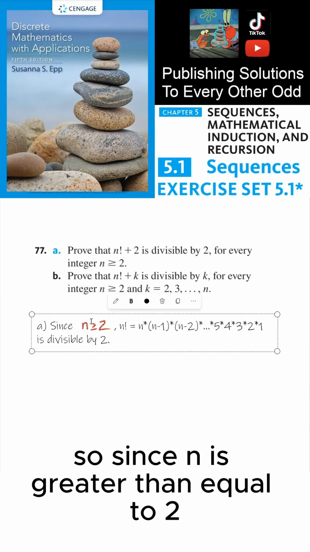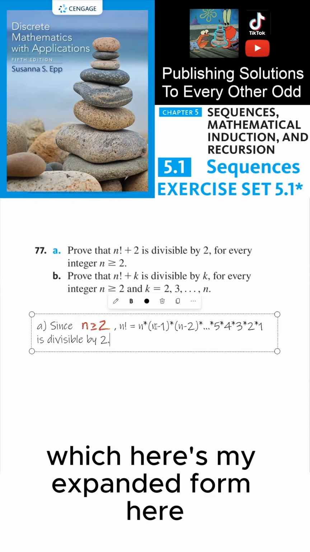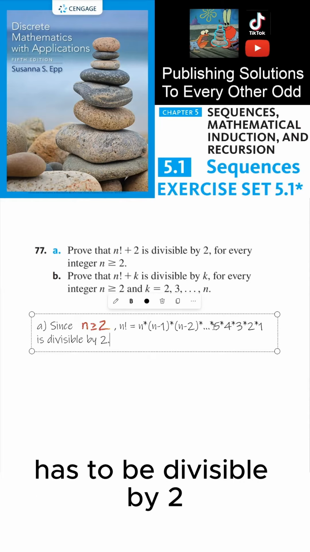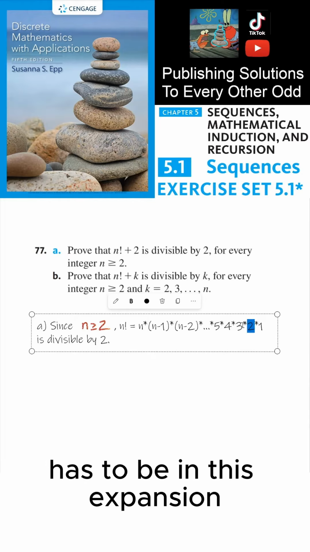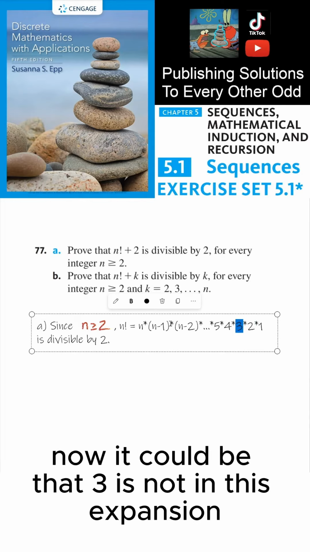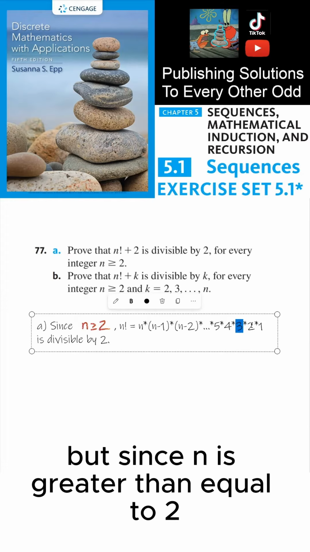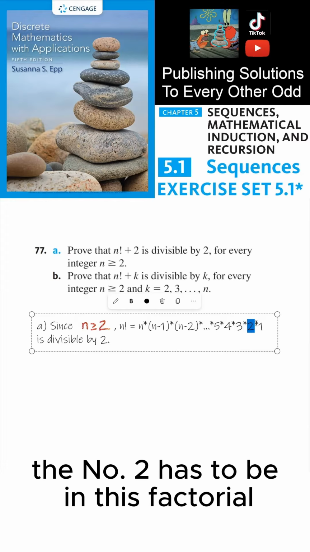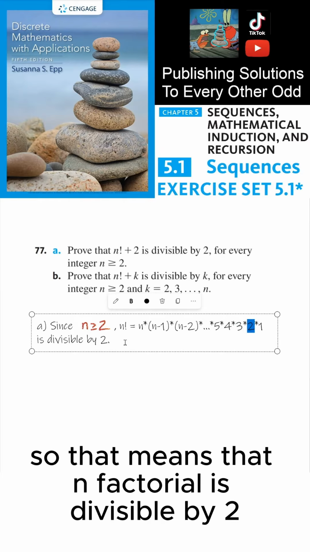So since n is greater than or equal to 2, n factorial, which here's my expanded form here, has to be divisible by 2 because this number here, 2, has to be in this expansion. Now, it could be that 3 is not in this expansion, and that would be true if n equals 2. But since n is greater than or equal to 2, the number 2 has to be in this factorial. So that means that n factorial is divisible by 2.